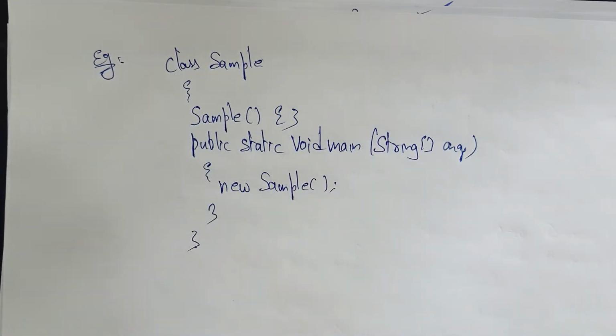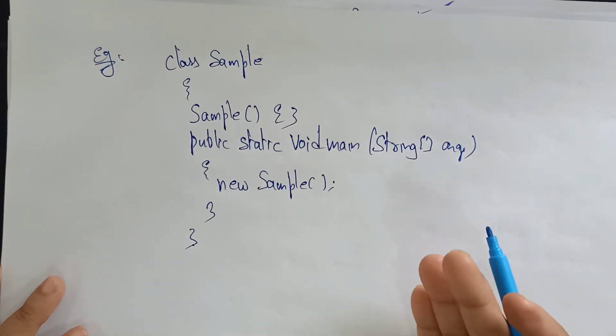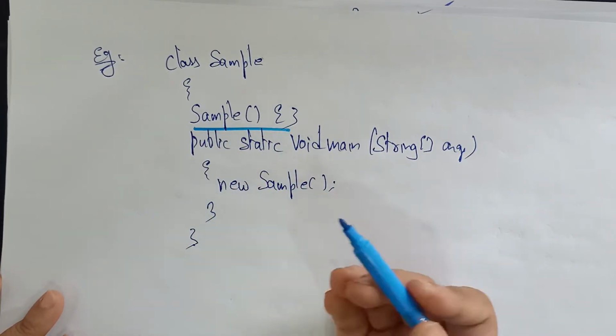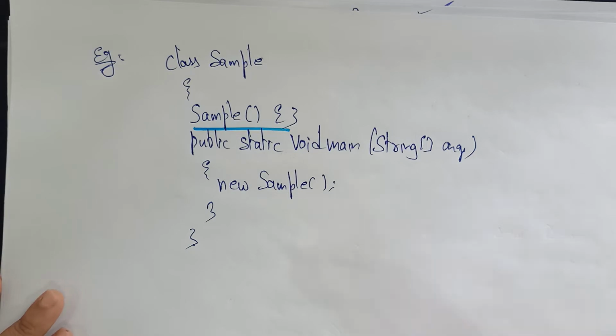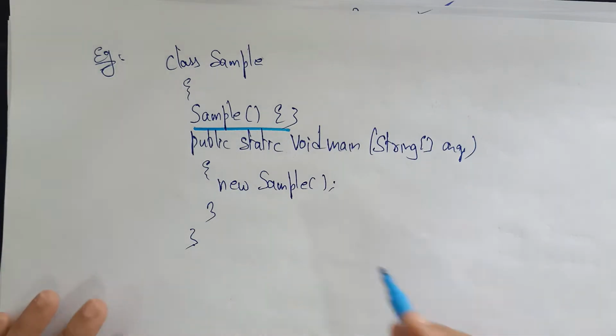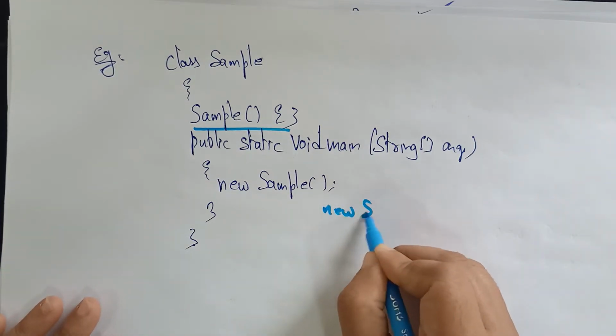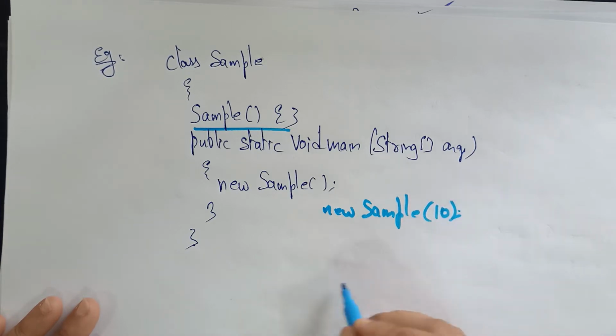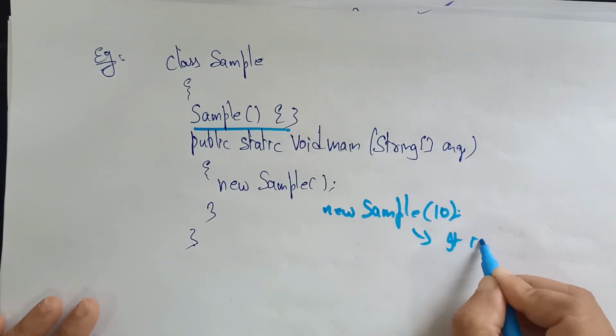Okay, so what is happening here? This implicitly comes, no need to write it. Even though it is valid, you need not write it, because whenever new Sample is there, automatically the constructor is going to be called. Suppose you write new Sample with some arguments, then what is it showing? It is an error.